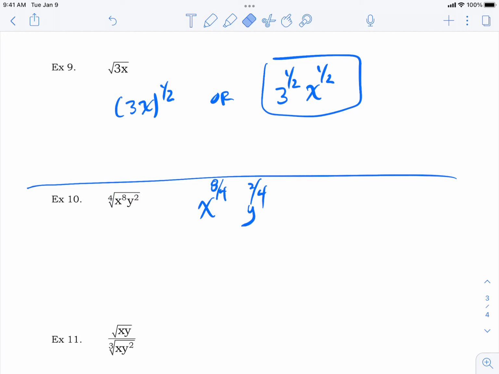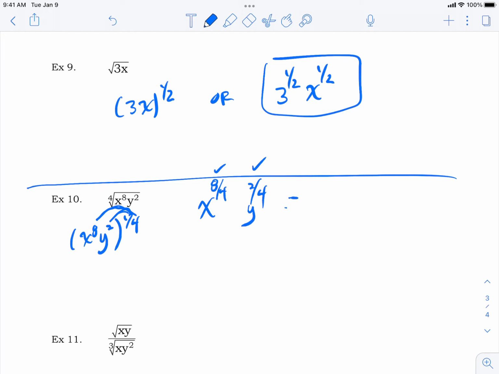The long cut, if you like taking the scenic route, I suppose you would go something like this. You take the x to the 8th, y squared. Being in a 4th root means it's to the 1/4 power. Then you would multiply these exponents. But what do you get when you multiply 8 by 1/4? You get 8/4. What do you get when you multiply 2 times 1/4? You get 2/4. Okay, so I just did the shortcut.